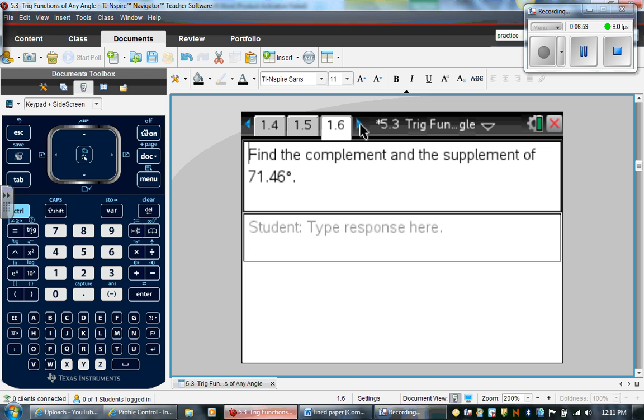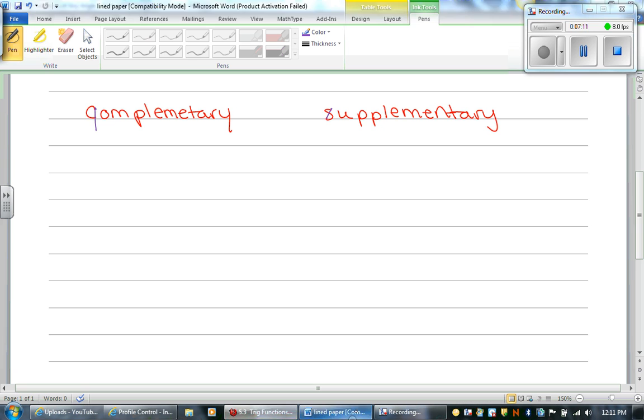Okay, so we're finding the complement of 71.46 degrees. Okay, so again, complement means what is the other angle that when added to this angle would make it 90 degrees. So pretty simple. All we have to do here is take 90 degrees and subtract from it the angle that we're given, and we're able to find the complement.